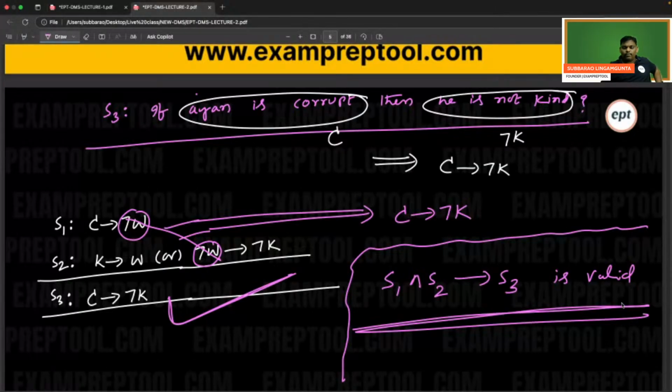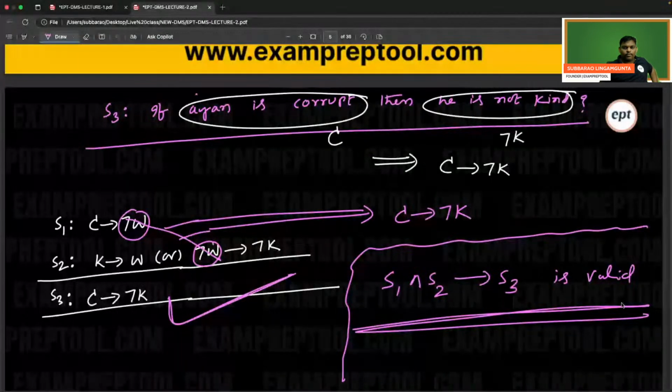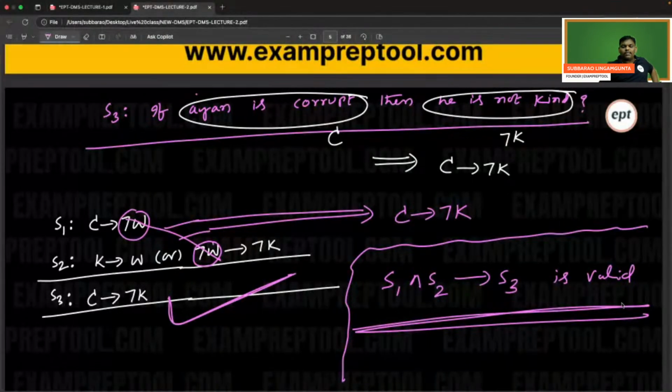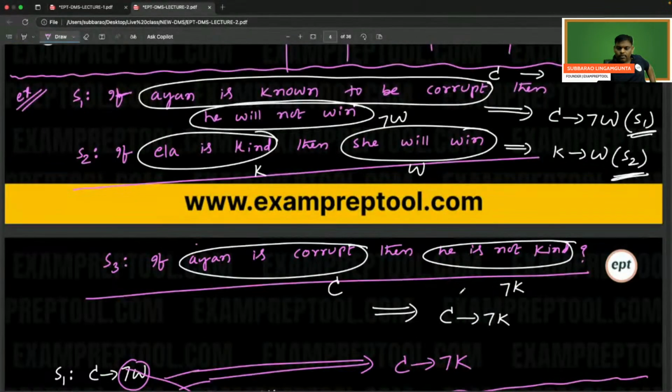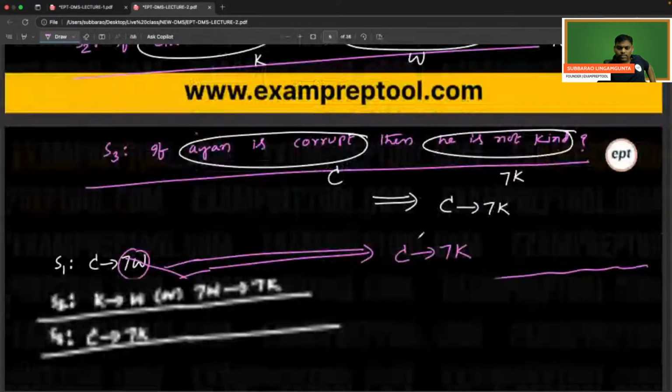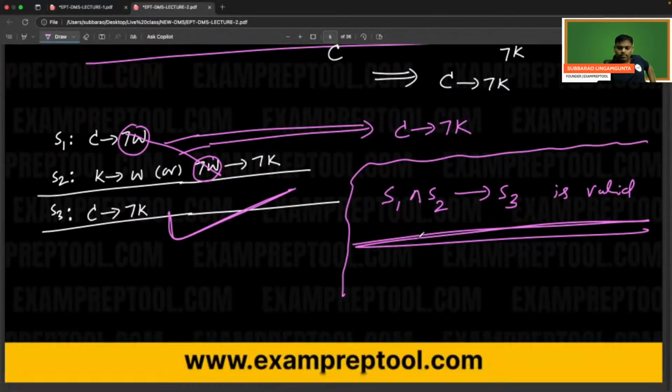Fine. From S1, S2 we got S3 or not? Yes, you got it. It's a very nice problem. If IN is corrupt, then he is not kind. If Ella is kind, then she will win. Remember, names are not important here.